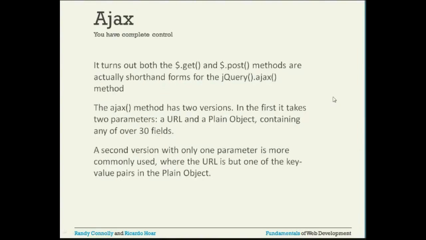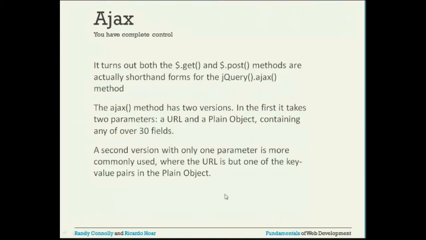It turns out both the $.get and $.post methods are actually shorthand forms of jQuery.ajax. So this $.get is the representation of jQuery.ajax. It is the shorthand method. The ajax method has two versions. In the first, it takes two parameters. What are the two parameters? One is the URL and the plain object containing any of the over 30 fields. So URL and the plain object.